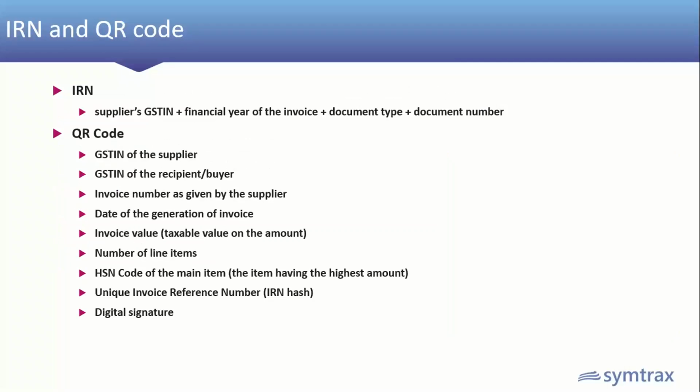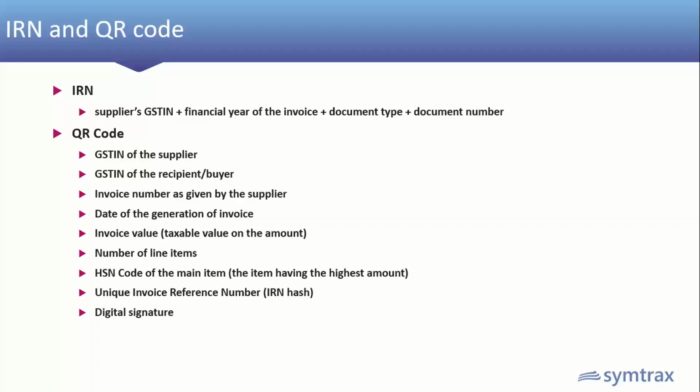Let's move ahead. Let's have a quick look at what this IRN and QR code is all about. These are the two values that the portal produces based on the data we have provided and gives back to us in the form of an encoded string. This IRN, the invoice registration number, consists of the supplier's GST number, the financial year of the invoice, the document type, and the document number. Since the IRN contains a combination of document number and financial year, repeat processing is not possible. In the same year, if we pass the same document number under the same GST or the same type of document, it's going to give a duplicate error.